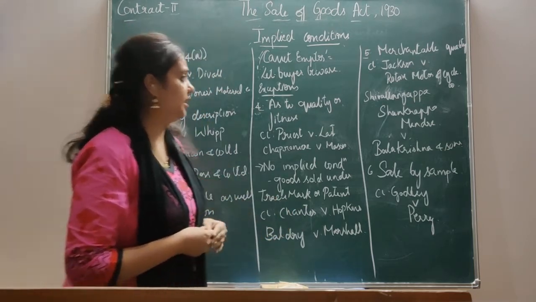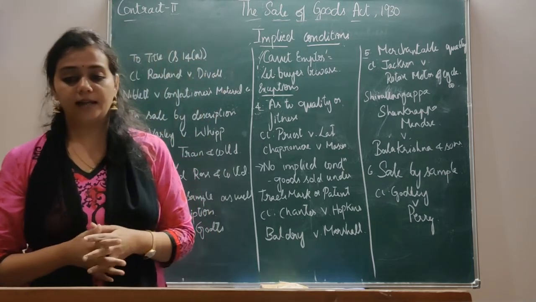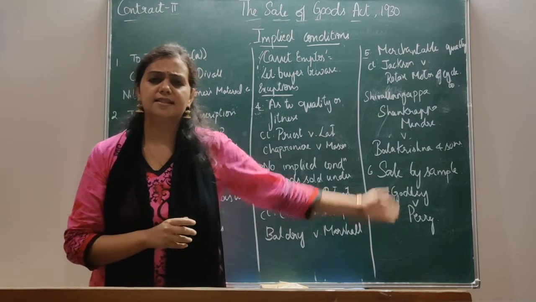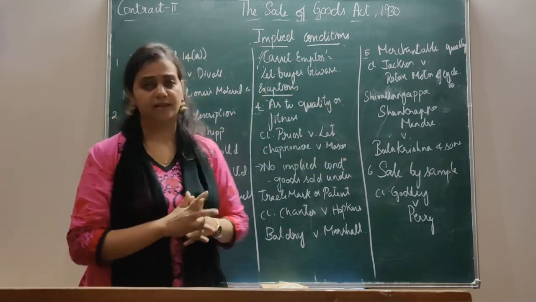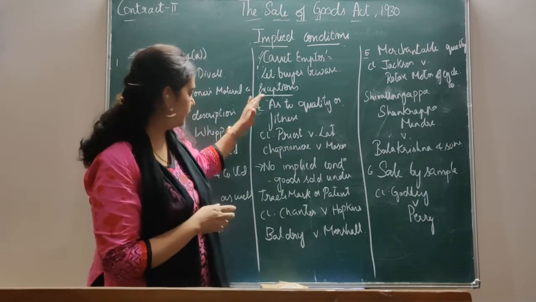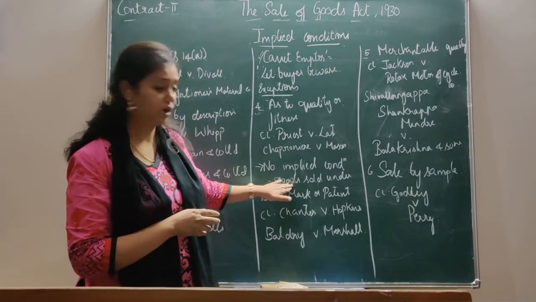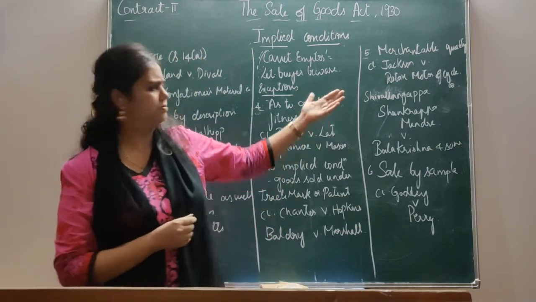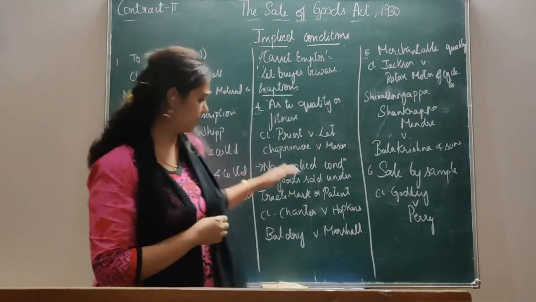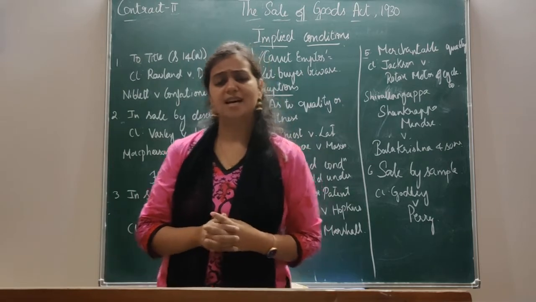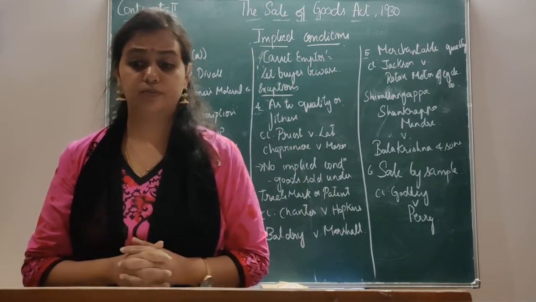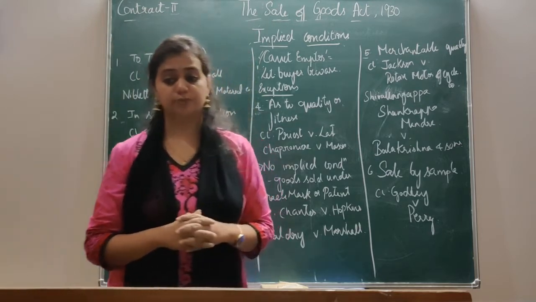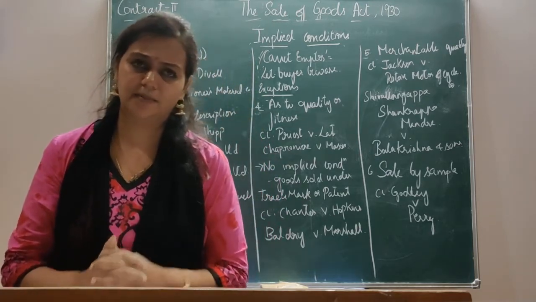The next implied condition is the implied condition of merchantable quality. This is the second exception to the caveat emptor rule. First exception, and then one more exception, and this is your third exception. In fact, generally it is one of the sub points here. You can make it the second exception. This is given under Section 16 subsection 2. So what is merchantable quality?